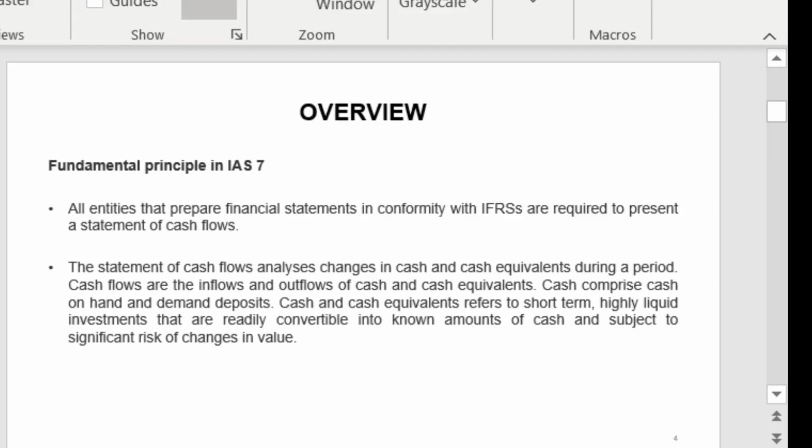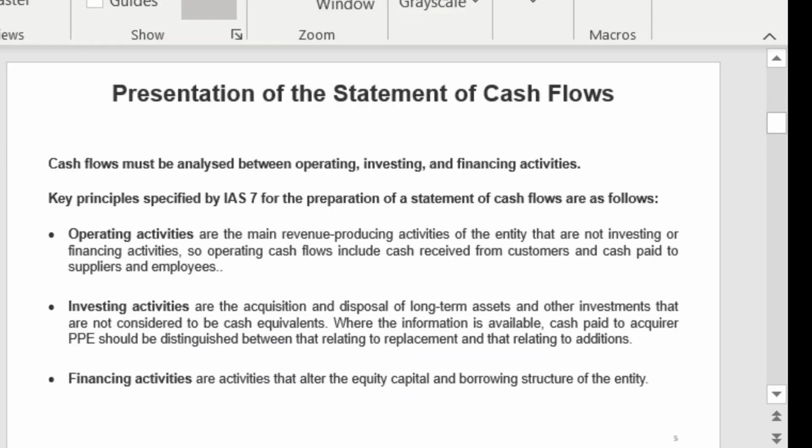What are the fundamental principles of this standard? Statement of cash flow, which is International Accounting Standard number 7. All entities that prepare the financial statements must present the statement of cash flow. That is very important. And the statement of cash flows should analyze any changes in cash and cash equivalent during the period. Now let us look at the presentation of the statement of cash flow.